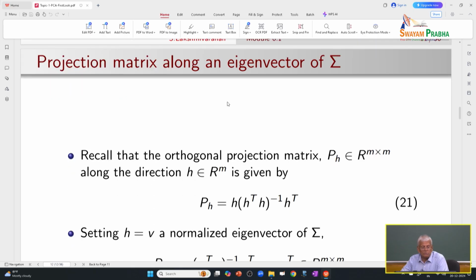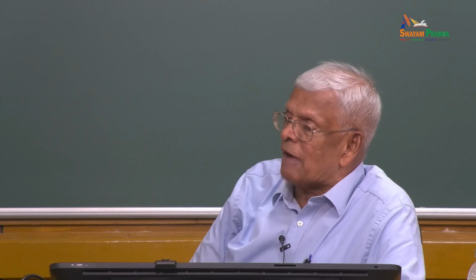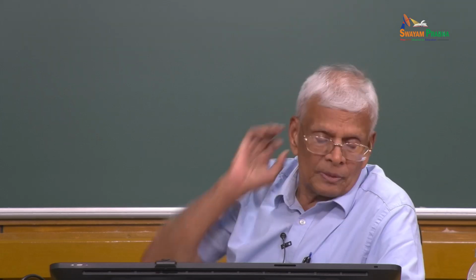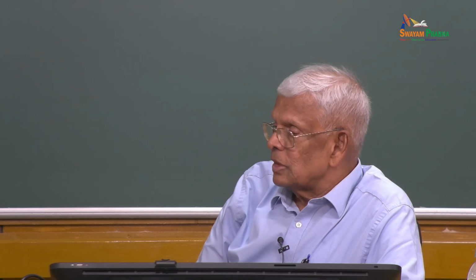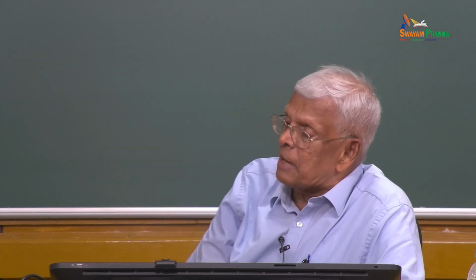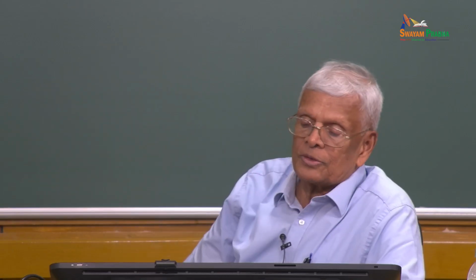Now, the projection matrix along the eigenvector of sigma. Sigma is a matrix, and there are n eigendirections. An eigendirection is a fixed direction, which is the characteristic property of the covariance matrix. It's a vector in the n-dimensional space. If I have a vector in the n-dimensional space, I should be able to project any point onto that space.